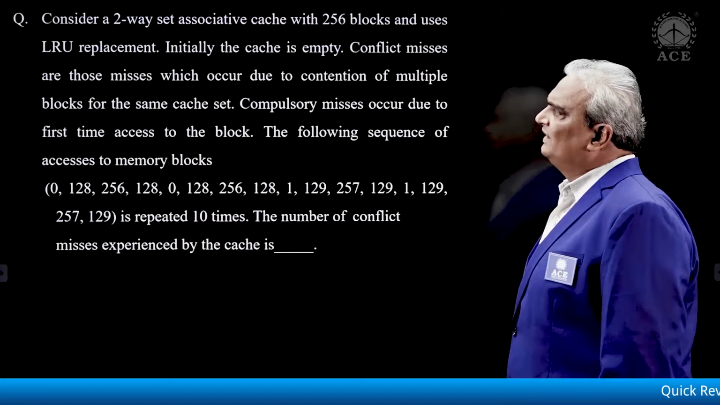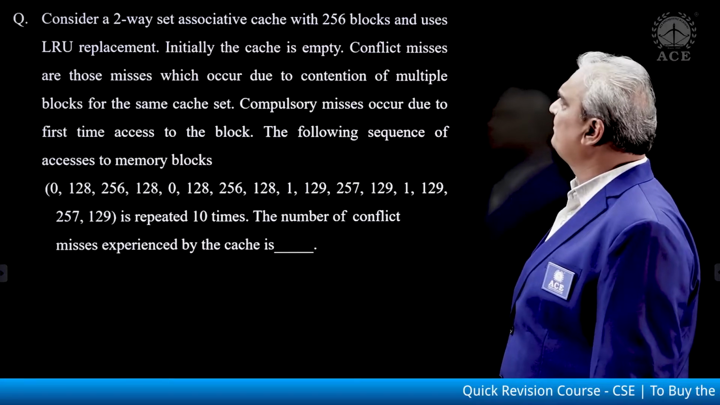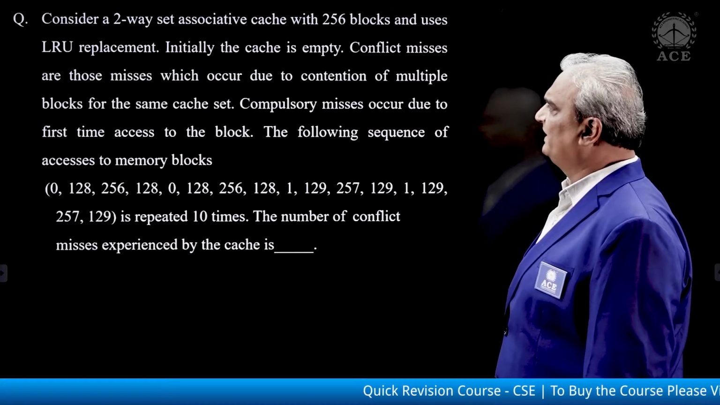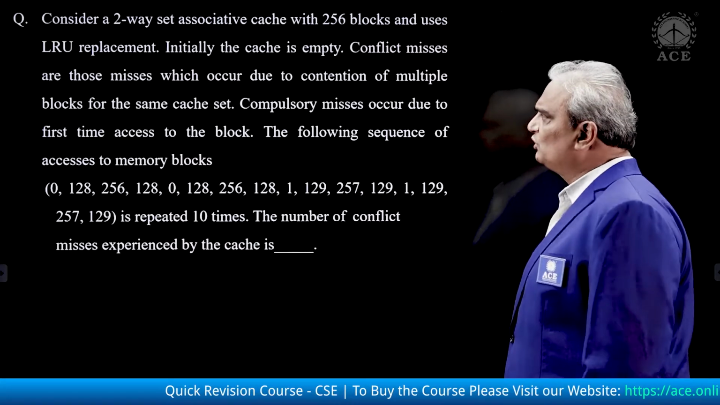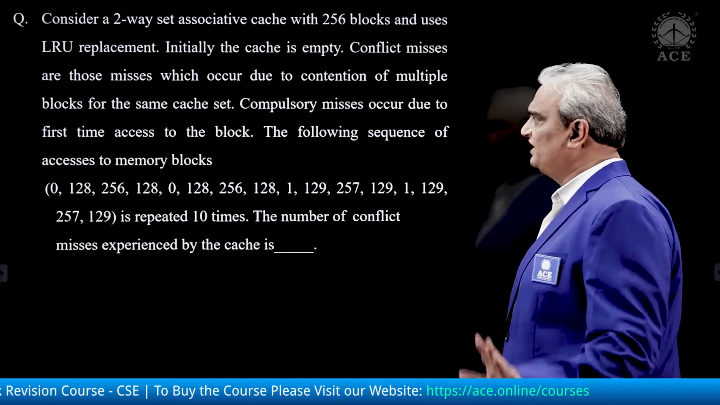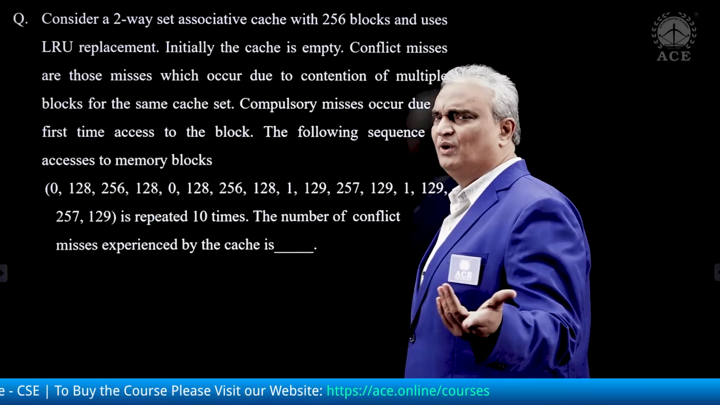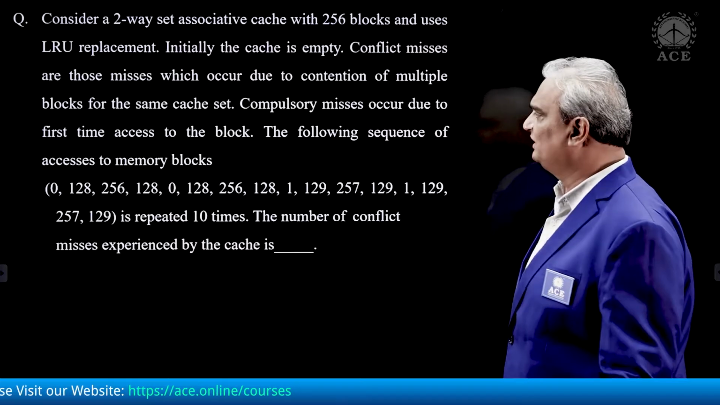Observe the question. Consider a two-way set associative cache with 256 blocks that uses the LRU replacement technique. Initially, the cache is empty. Conflict misses are those misses which occur due to the contention of multiple blocks for the same cache set. Already we know what a conflict miss is. Compulsory misses occur due to the first-time access to a block.